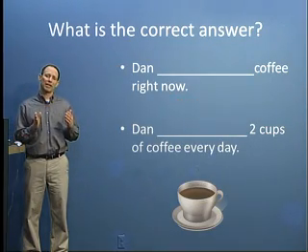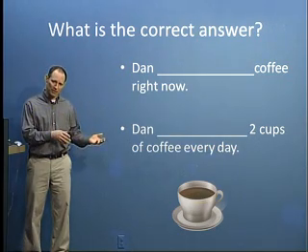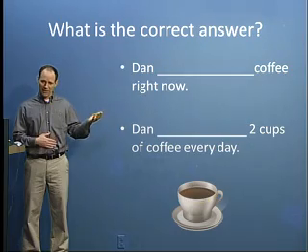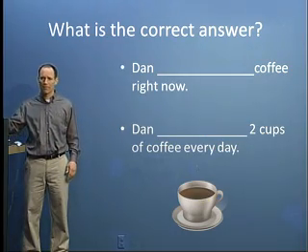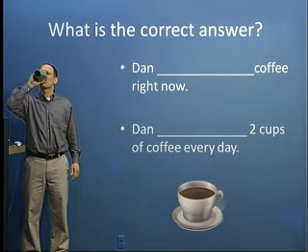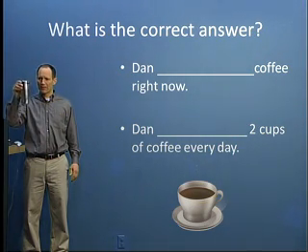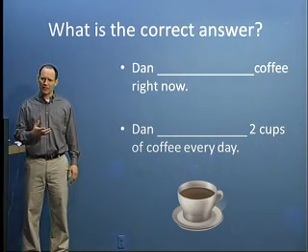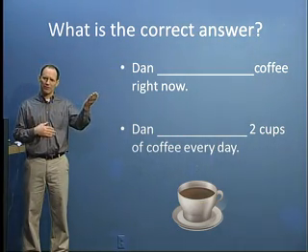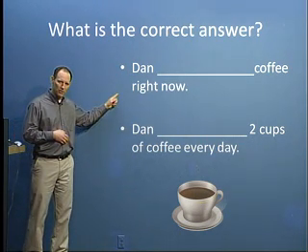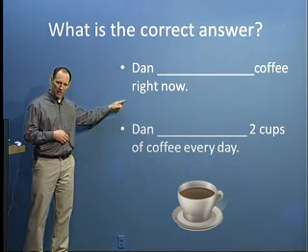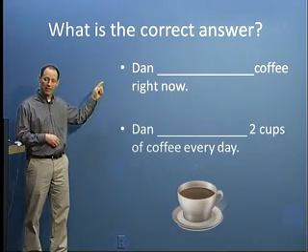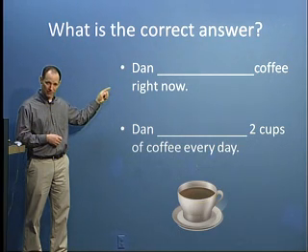So now that we've looked at present simple and present progressive, let's look at some sentences, and I want you to decide which verb tense we should use. Dan, coffee, right now. The verb is drink, but in the first sentence, which verb tense should we use? We see right now, so that's going to tell us in progress. So we're going to use Dan is drinking coffee right now.